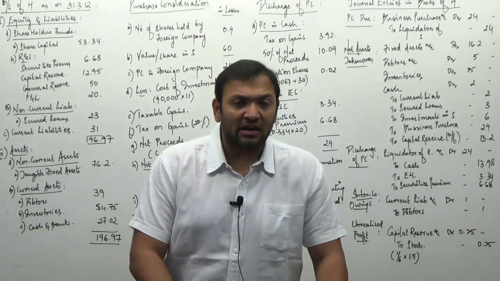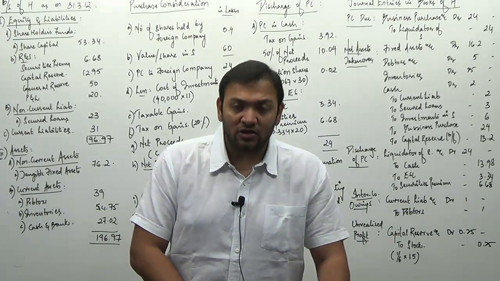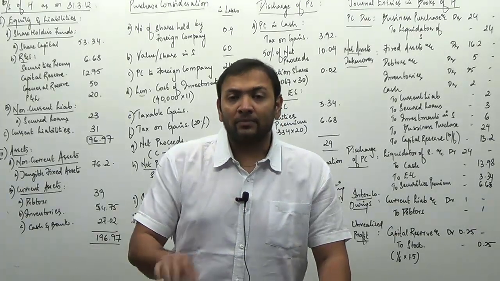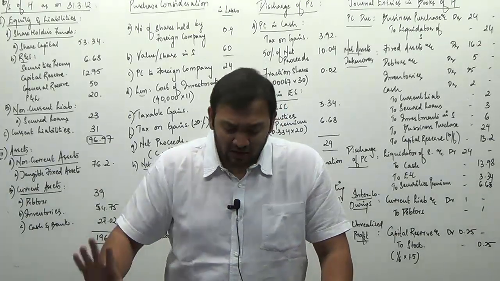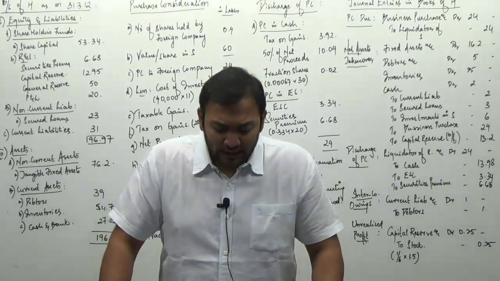Guys, the entire 700 is not investments in BAT. He's clearly saying they were held at a cost of 250. So out of 700, 250 is only investments in BAT. The balance 450 are some other investments. And he's saying that the holding is exactly 20%.